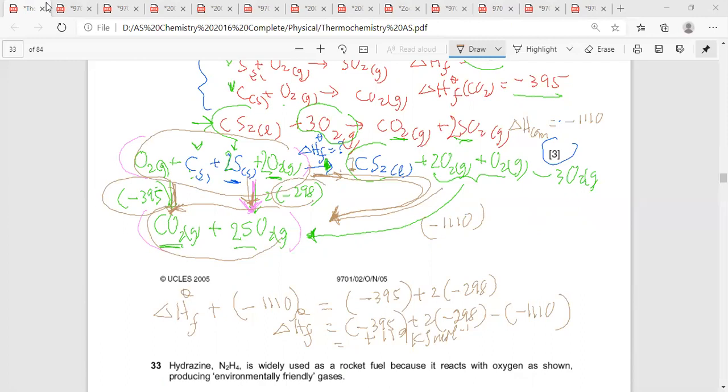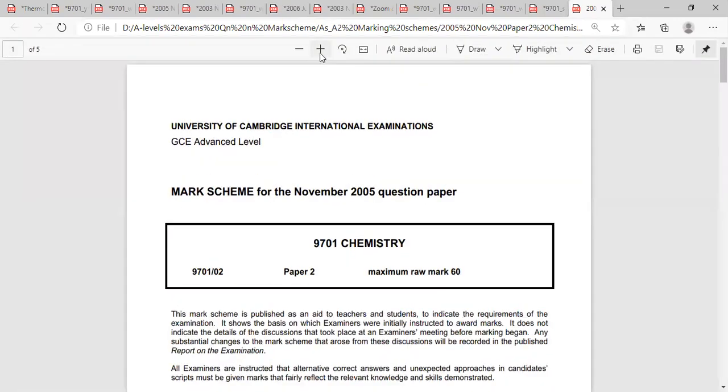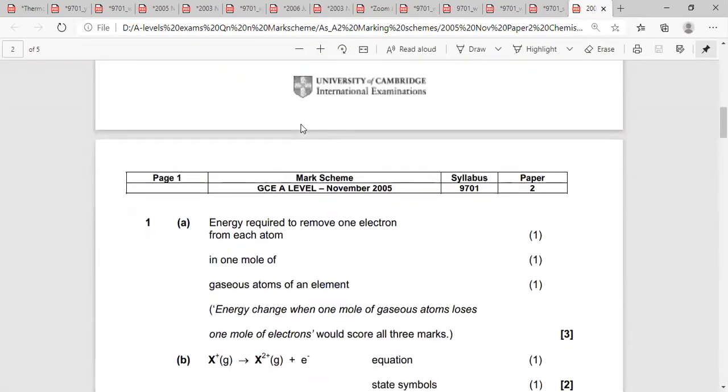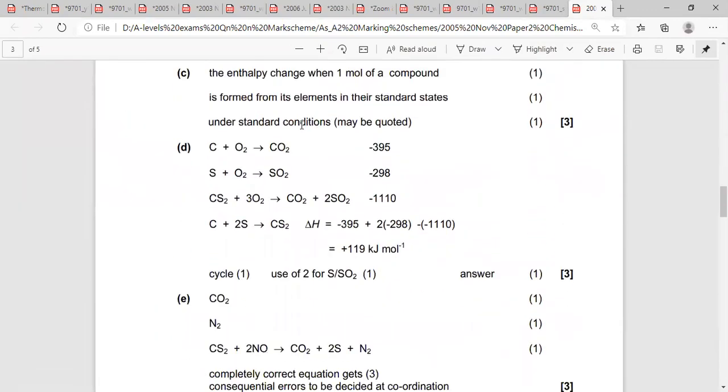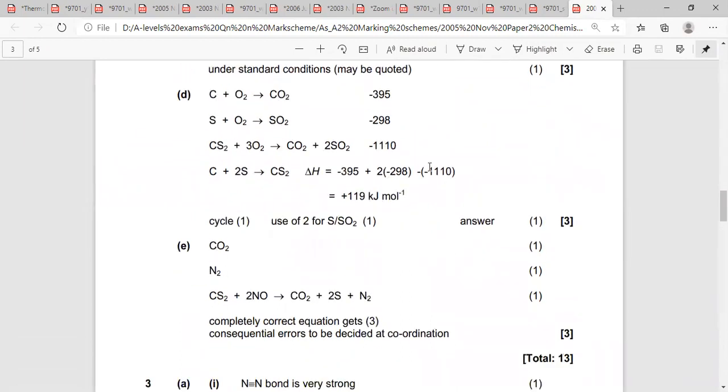Okay, here. Very important to check the marking scheme, right? Because otherwise you don't know how they mark so that you will score. You want to score maximum marks. Okay, now here it is. Right. See. The answer is what?